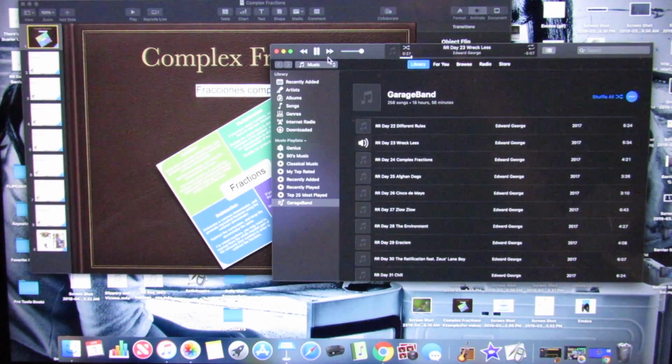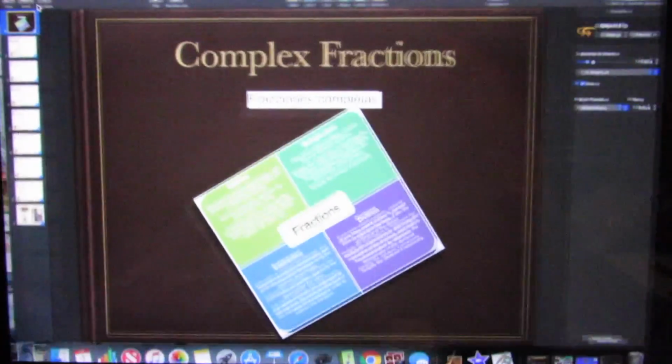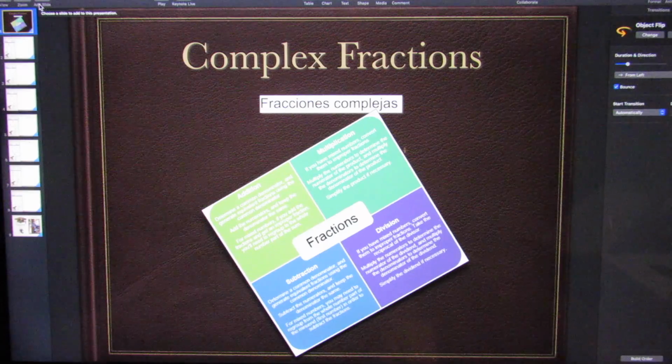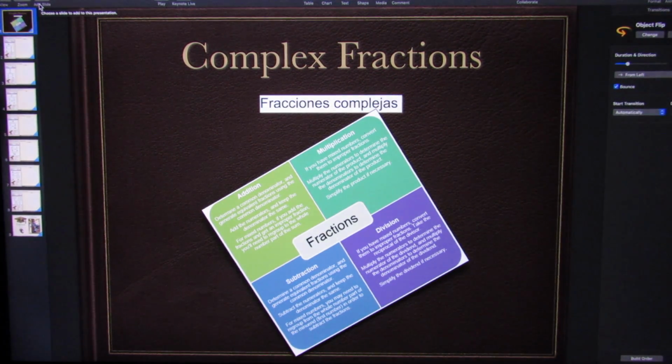Alright, let's get started here. We're going to try something a little bit different this time. Turn this down a little bit. Slide out of here. Let's see if we can get the color looking good.